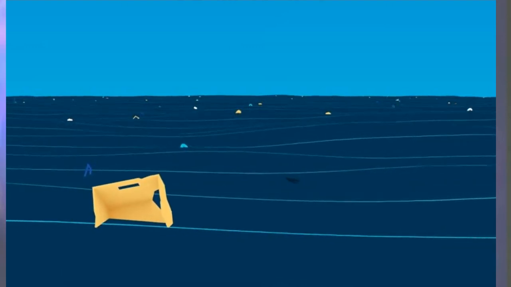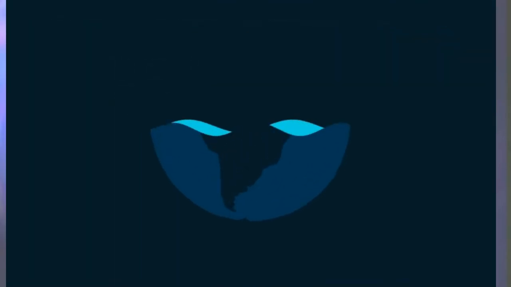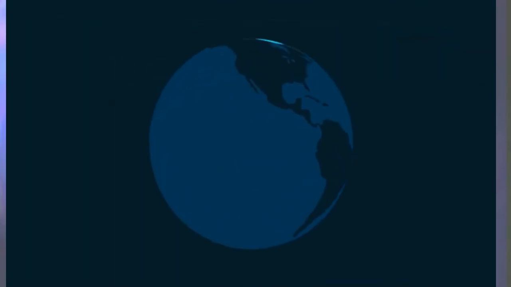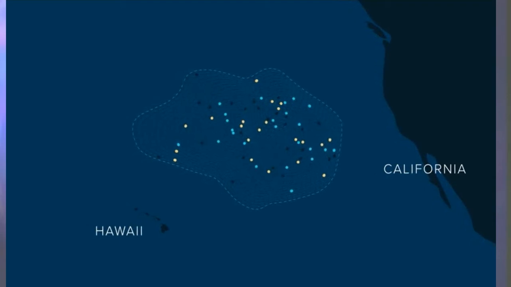Plastic pollution is one of the biggest threats the oceans face today. But how much do we really know about it? On its mission to solve this problem, the Ocean Cleanup just published the most advanced research ever on the Great Pacific Garbage Patch, the largest accumulation zone of ocean plastic on the planet.